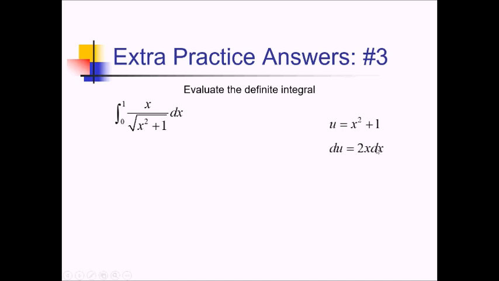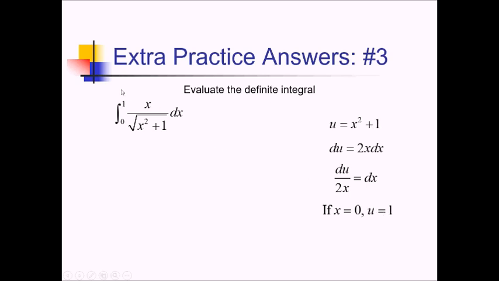And then I can write dx equals du over 2x, because I'm going to have to swap out that dx when I do this. Now for the limits of integration, if x is 0, I can convert that to the u value 0 squared plus 1, which is just 1.